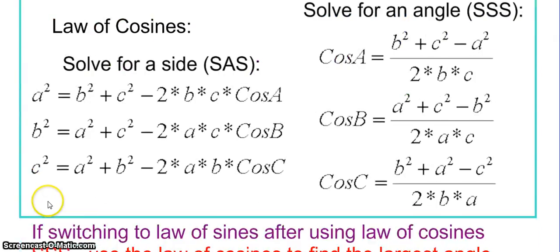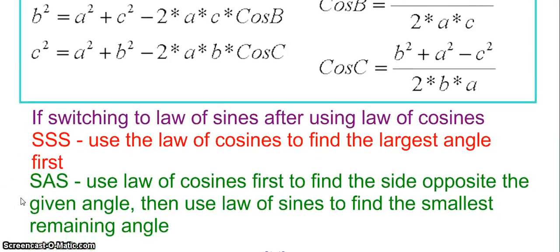That's the law of cosines. But again, if, and only if, you choose to switch to the law of sines, you need to follow these rules.